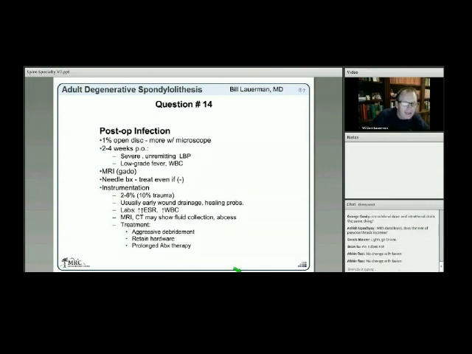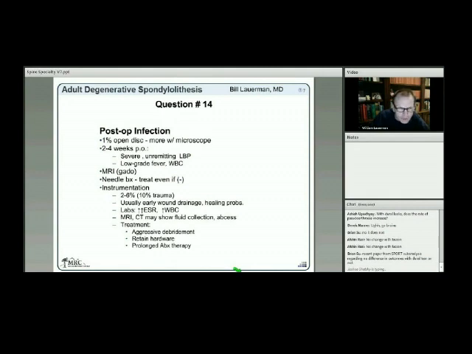In instrumentation cases such as this, the incidence of infection goes up anywhere from 2 to 6% and as high as 10% in some trauma series. Usually the patient will present with early wound drainage and wound healing problems. Laboratory values include usually a markedly elevated sed rate and a mildly elevated white count. MRI and CT may show a fluid collection and may be labeled as having an abscess. The treatment for a postoperative infection with instrumentation is aggressive surgical debridement.